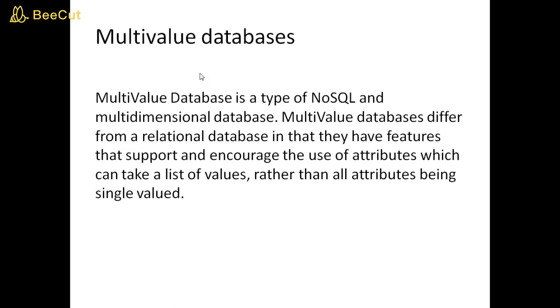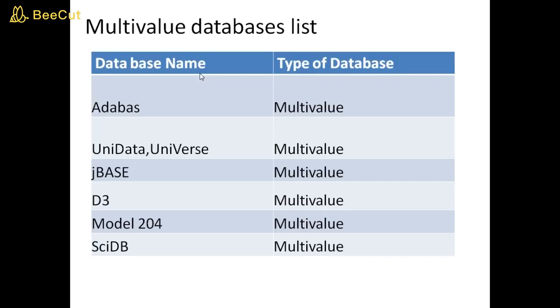Multivalue databases. A multivalue database is a type of NoSQL and multidimensional database. Multivalue databases differ from a relational database in that they have features that support and encourage the use of attributes which can take a list of values, rather than all attributes being single-valued. Multivalue databases list.